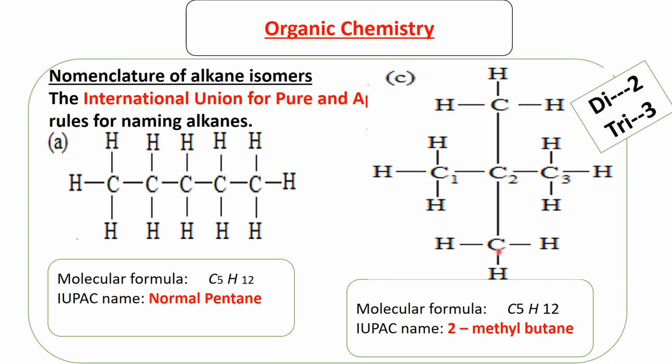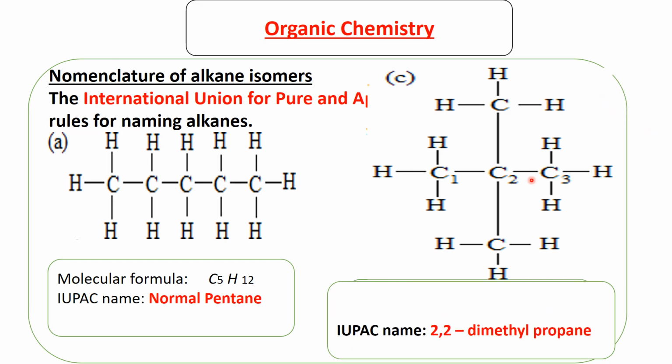So this compound, since this is on 2 and this is on 2, it's 2, 2. Since there are 2, dimethyl. Then the main chain, propane. So it's going to be 2,2-dimethylpropane. The numbers are separated by commas, and between the numbers and the methyl, we put a hyphen. So it's 2,2-dimethylpropane. That's the name. And again, the molecular formula is just the same, no difference.